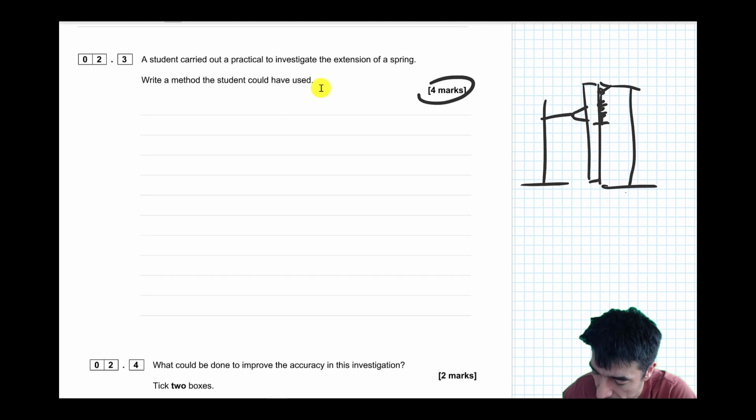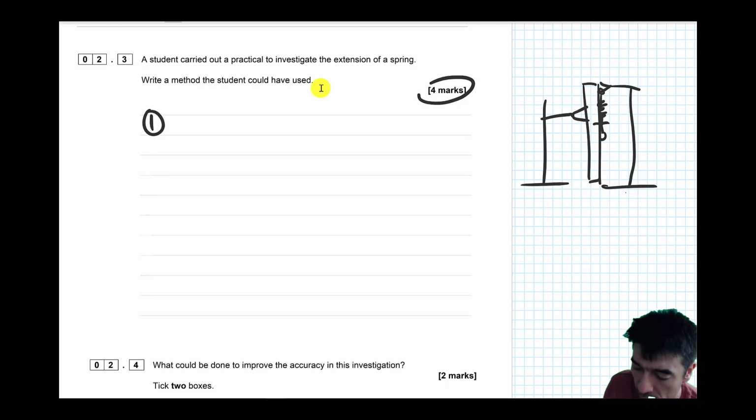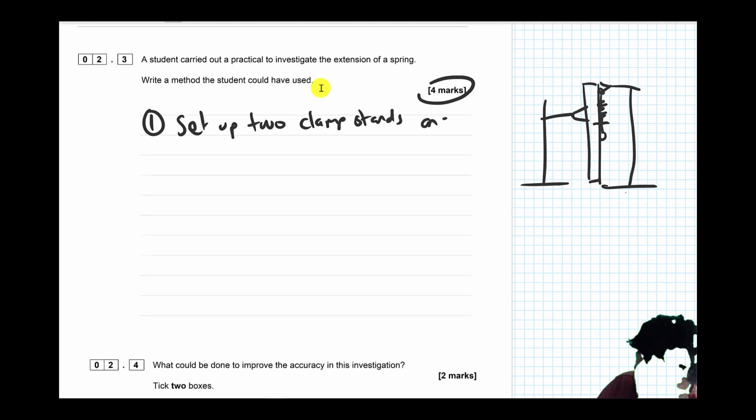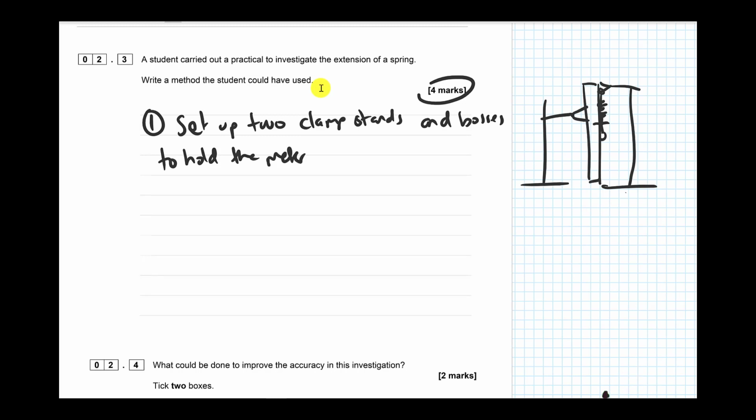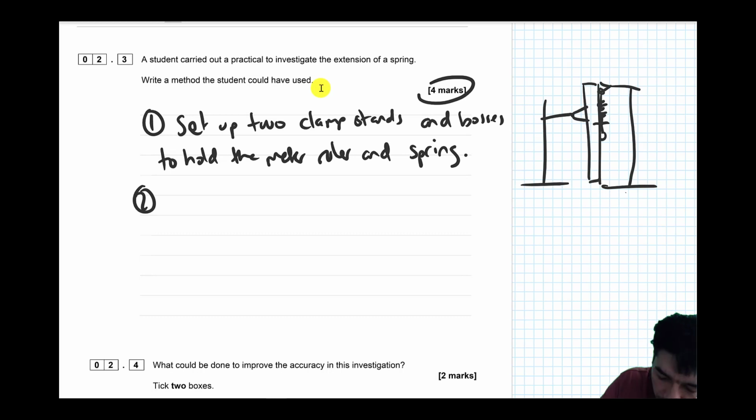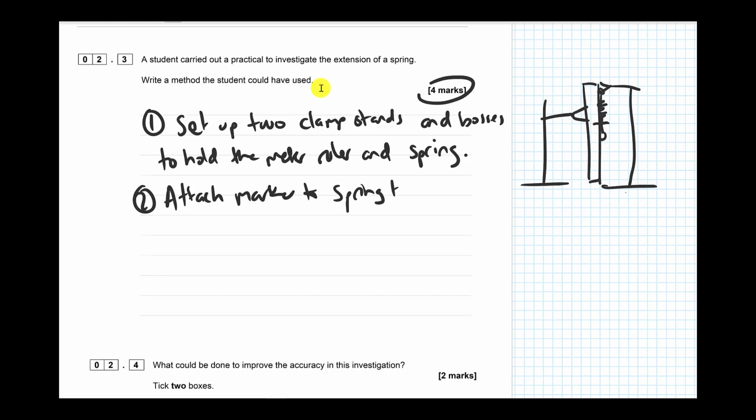So what are we going to do? So my handwriting and my spelling is terrible. I'll write it as neatly as I can. Step 1. You can try and make 4 points. You can do 4 bullet points if that would help, to try and hit all the marking points. So step 1, set up 2 clamp stands on bosses to hold the meter ruler and spring. Okay, 2, attach marker to the spring to assist with making length readings.